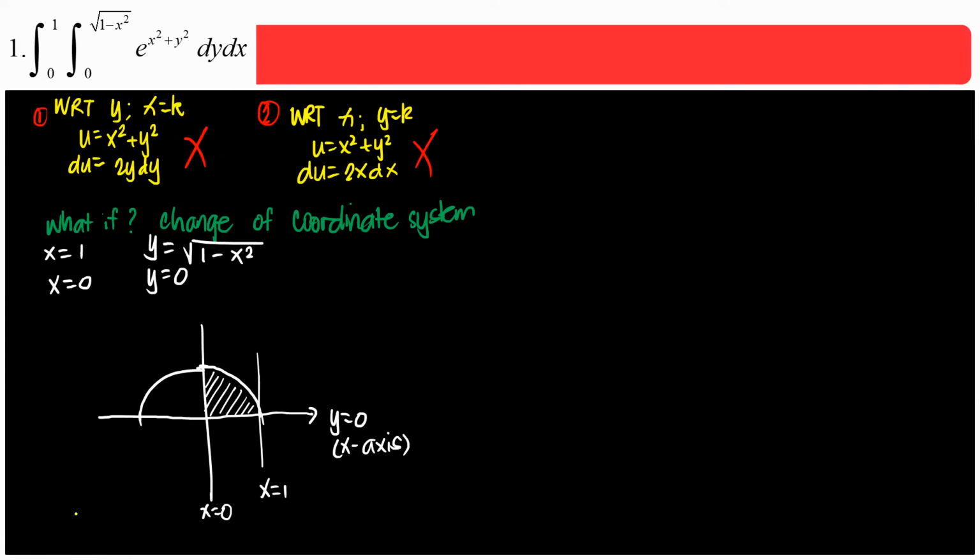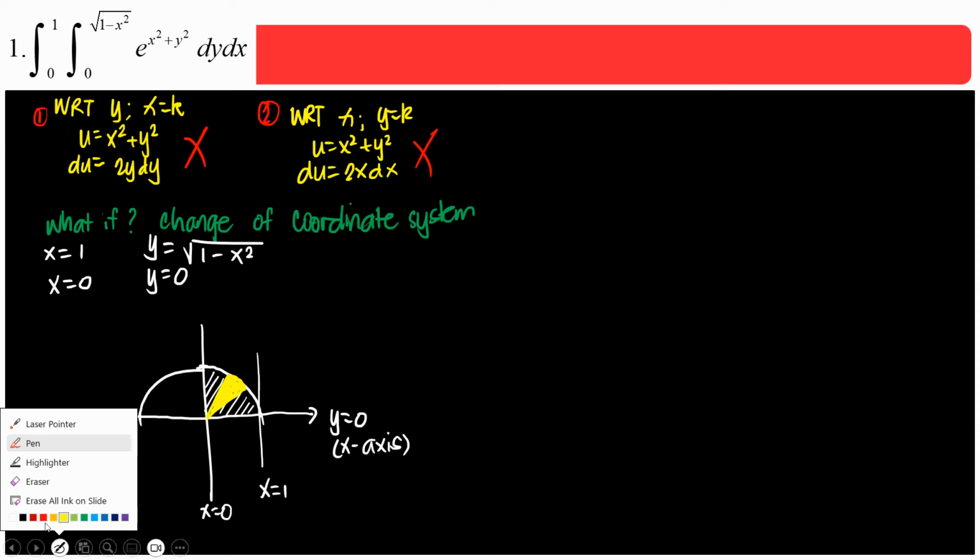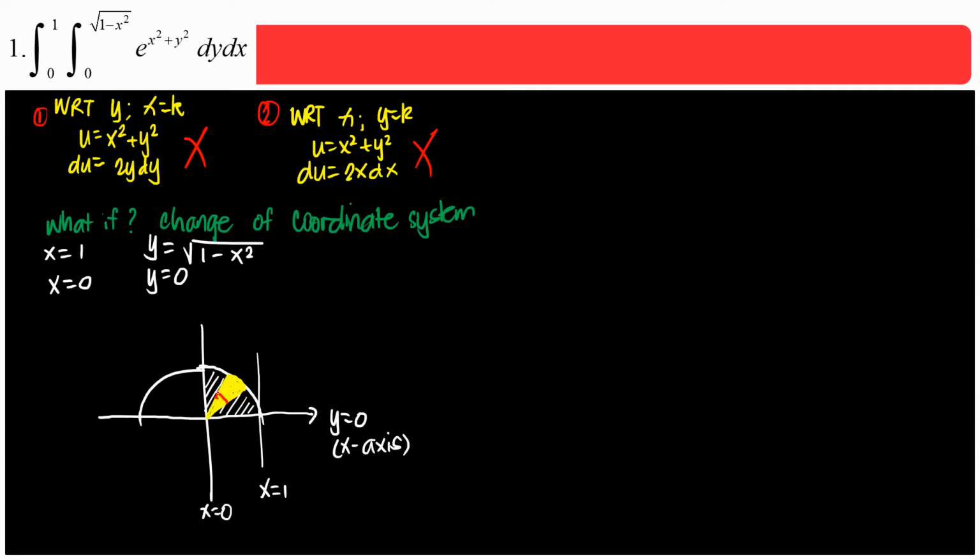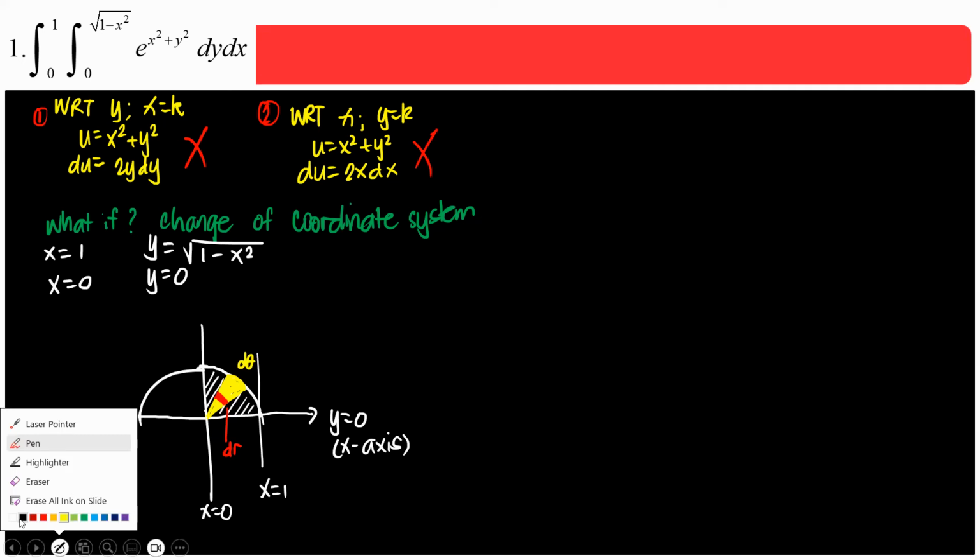So I have to be able to draw my element. My element would be like a wedge, like a slice of a pizza. So let's shade this portion. Okay. And then we have to draw the representative small element, this one. The thickness would be dr. And then here, the thickness of the yellow would be d theta. So the movement will always be dr first, and then it's followed by d theta.